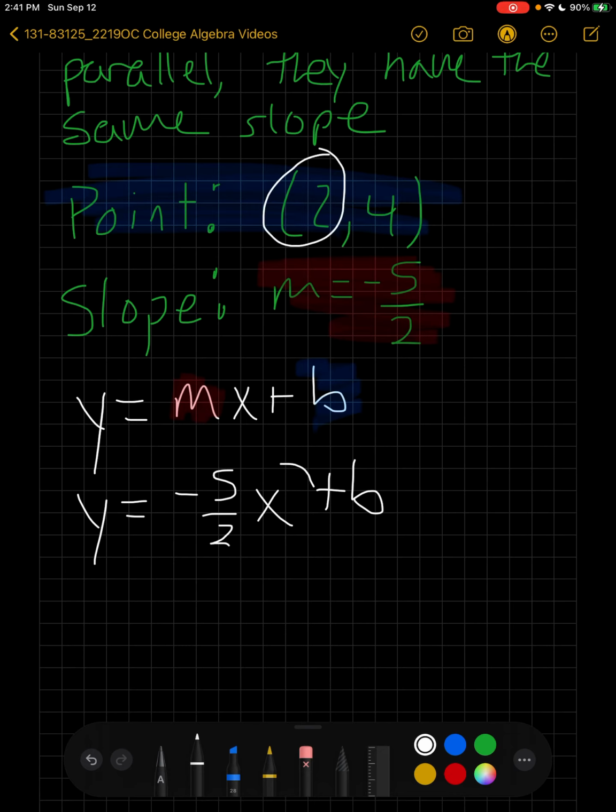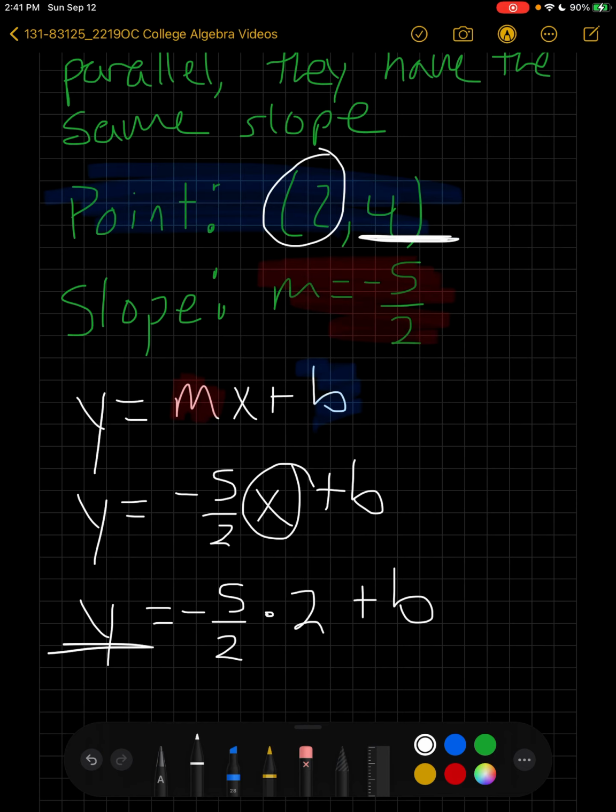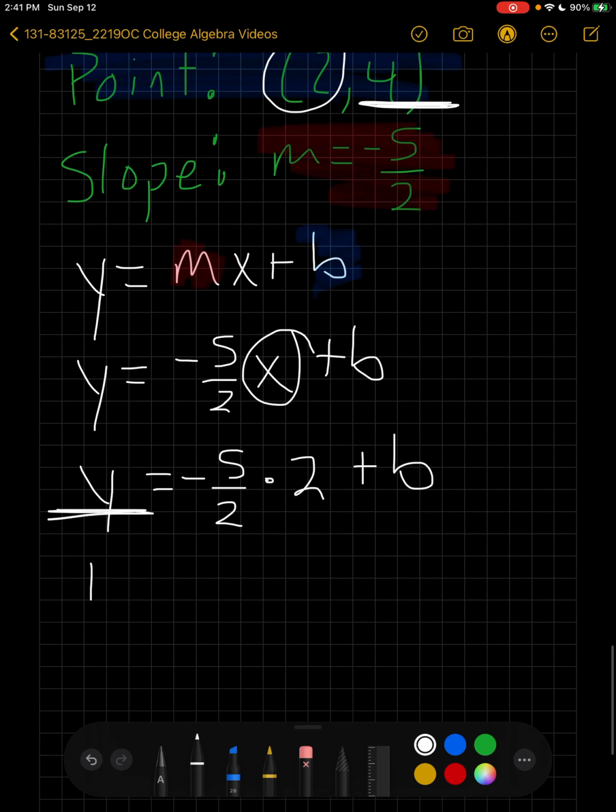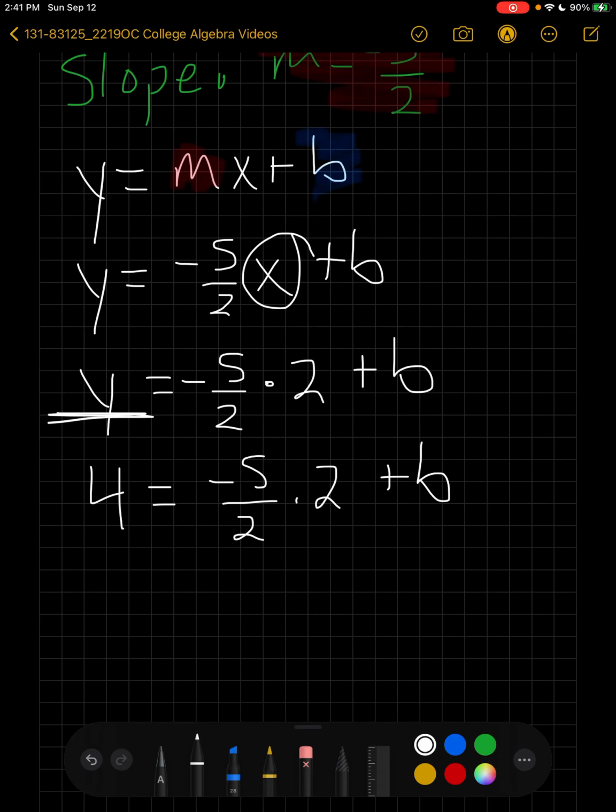My x coordinate is 2, so I'm going to replace that with 2. y is equal to negative 5 halves times 2 plus b. My y coordinate is 4, so I'm going to replace y with 4. So I have 4 is equal to negative 5 over 2 times 2 plus b. Before I solve for b, I'm going to simplify. I see that in this multiplication, I can cancel that out. So I have 4 is equal to negative 5 plus b.